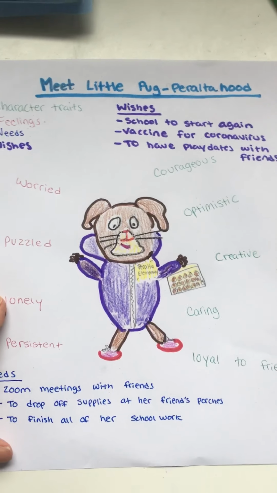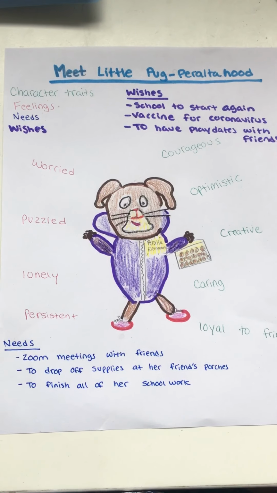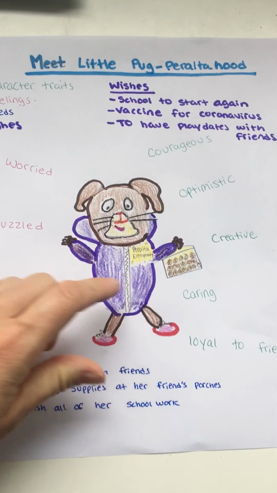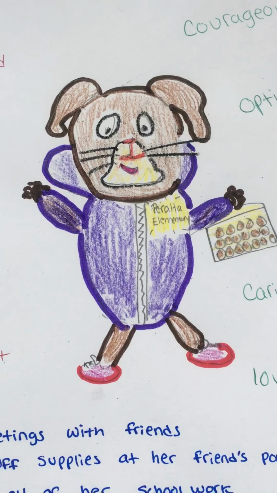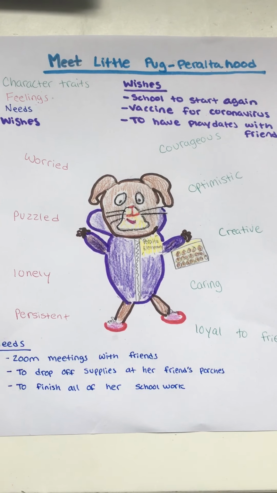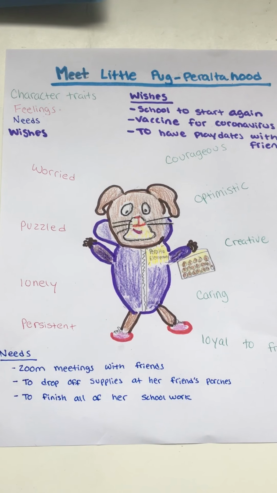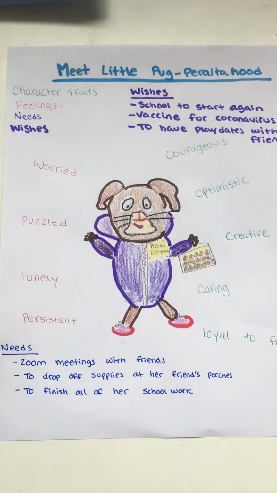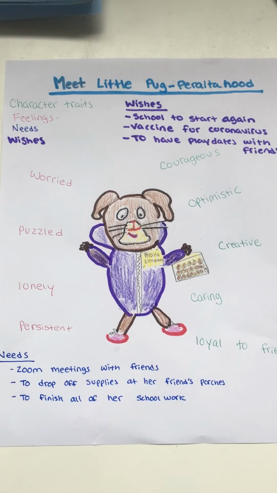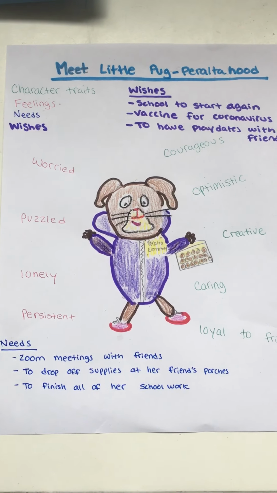The main character in my fairy tale is little pug Peralta Hood. I took a moment to draw a portrait of her, and I brainstormed on this sheet some of her character traits, her feelings, her needs, and wishes. As I thought about each of these, I thought about the story that I plan to write, and the big change that I intend to make, as well as the smaller changes that will happen as a result of that.